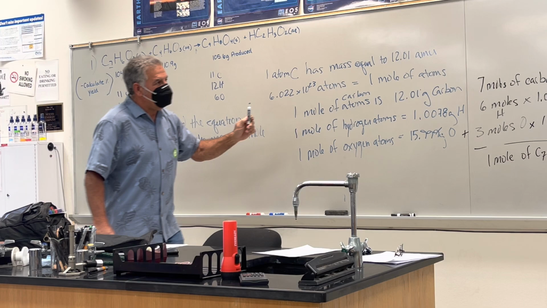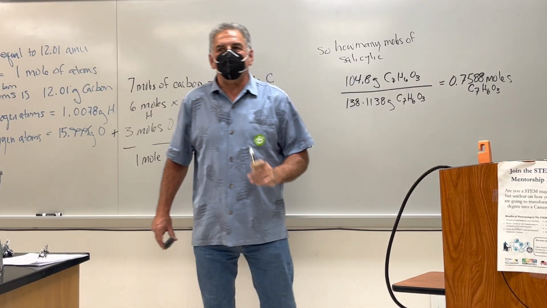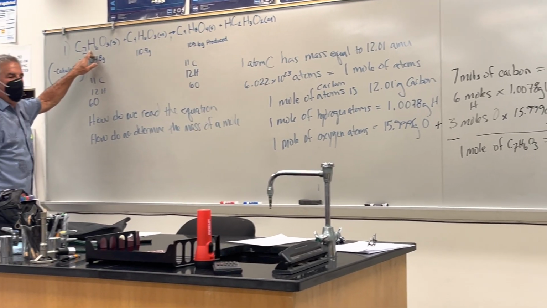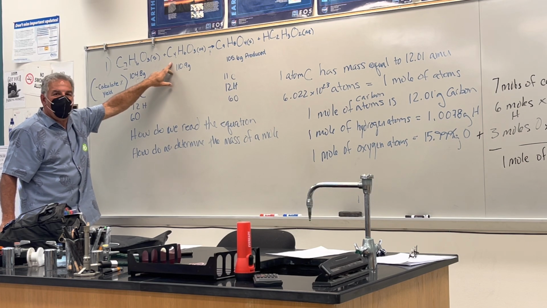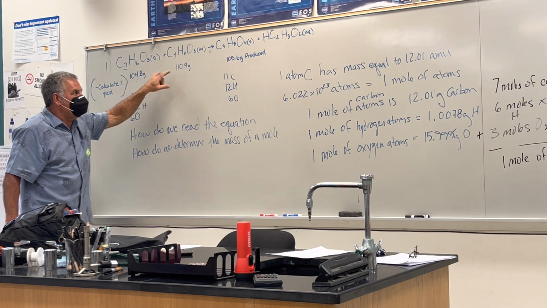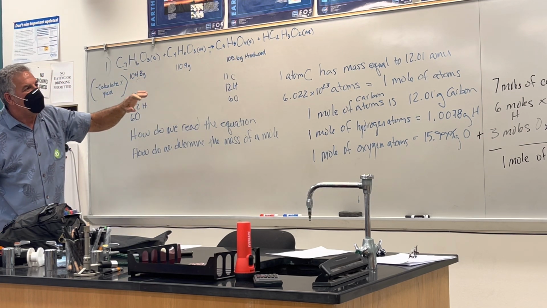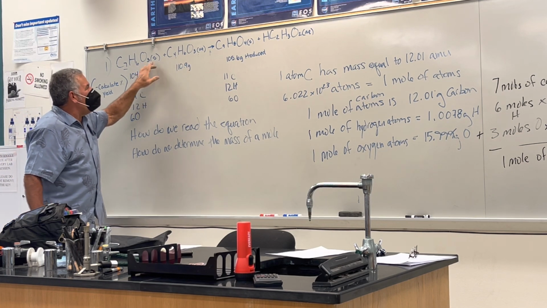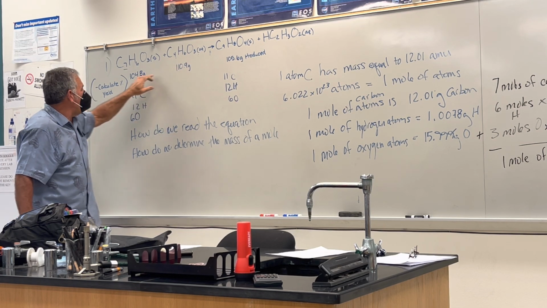That number of moles is 0.7588. So in order to use up 104.8 grams of salicylic acid, we have to go to the next component or reactant, right? So reactants on this side, products on that side. We have one reactant that has 0.7588 moles. We know that we need to use 1 mole to 1 mole. So how much of this do we need to have in order to use up all of this?